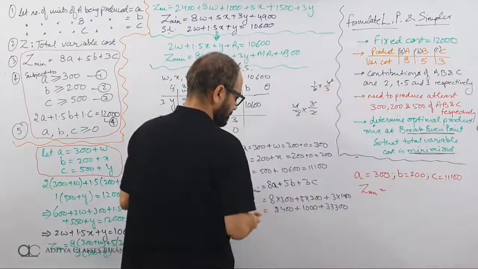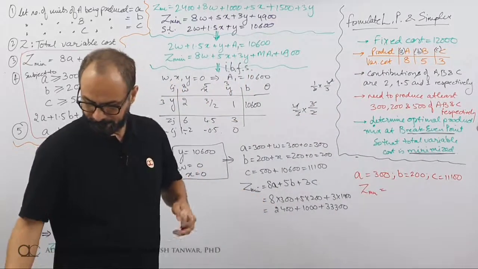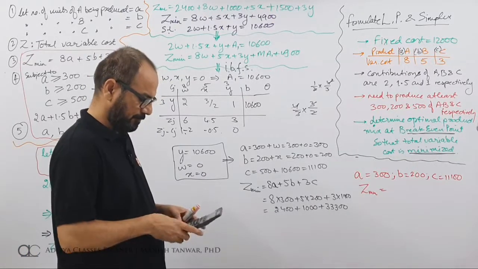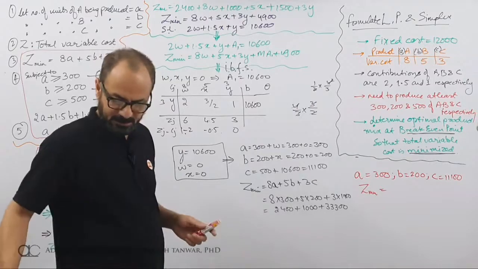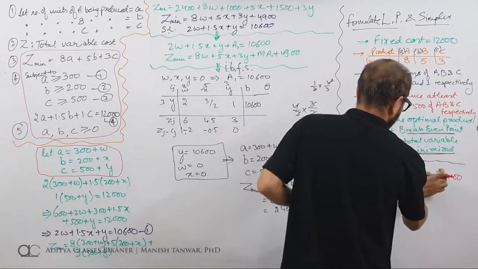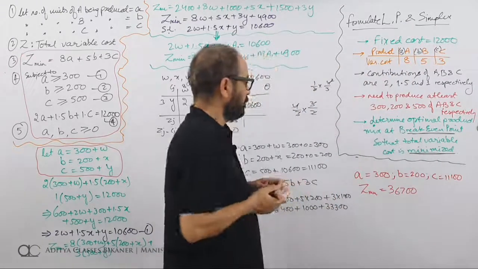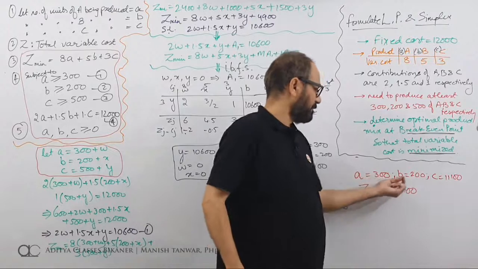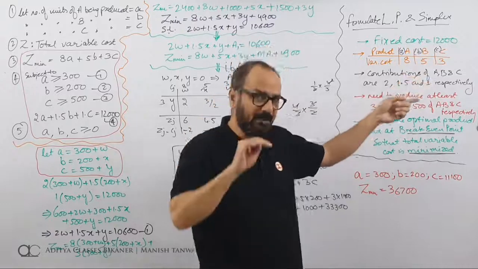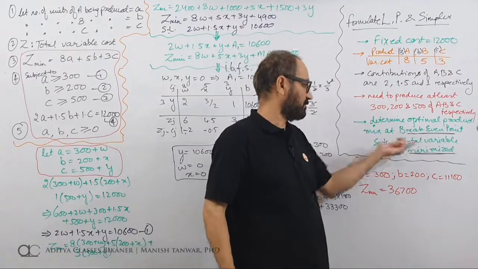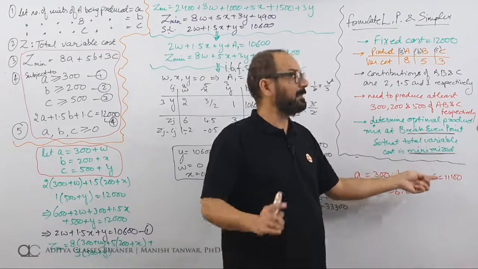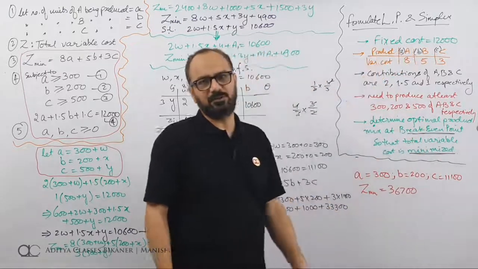How much is this? 33300 plus 3400, 36700. So you can go ahead and produce 300 units of A, 200 units of B and 11,100 units of C, so as to minimize the total variable cost at BEP. If you produce these many units, ultimately you would have recovered your 12,000 rupees.